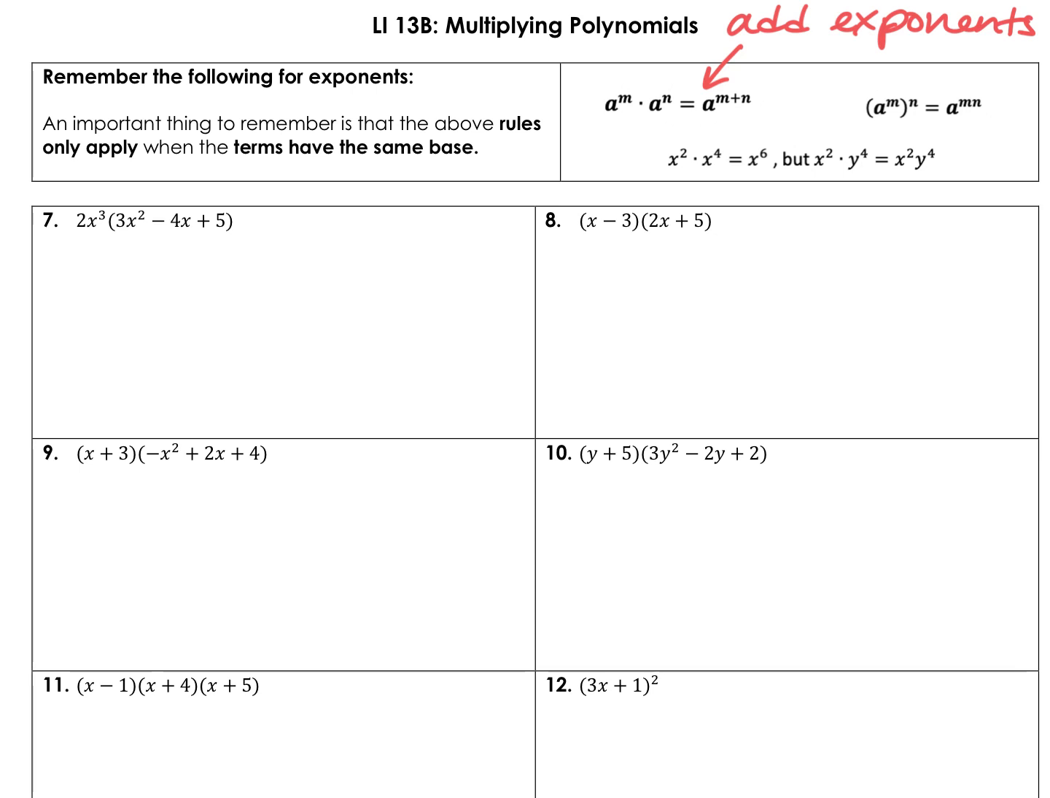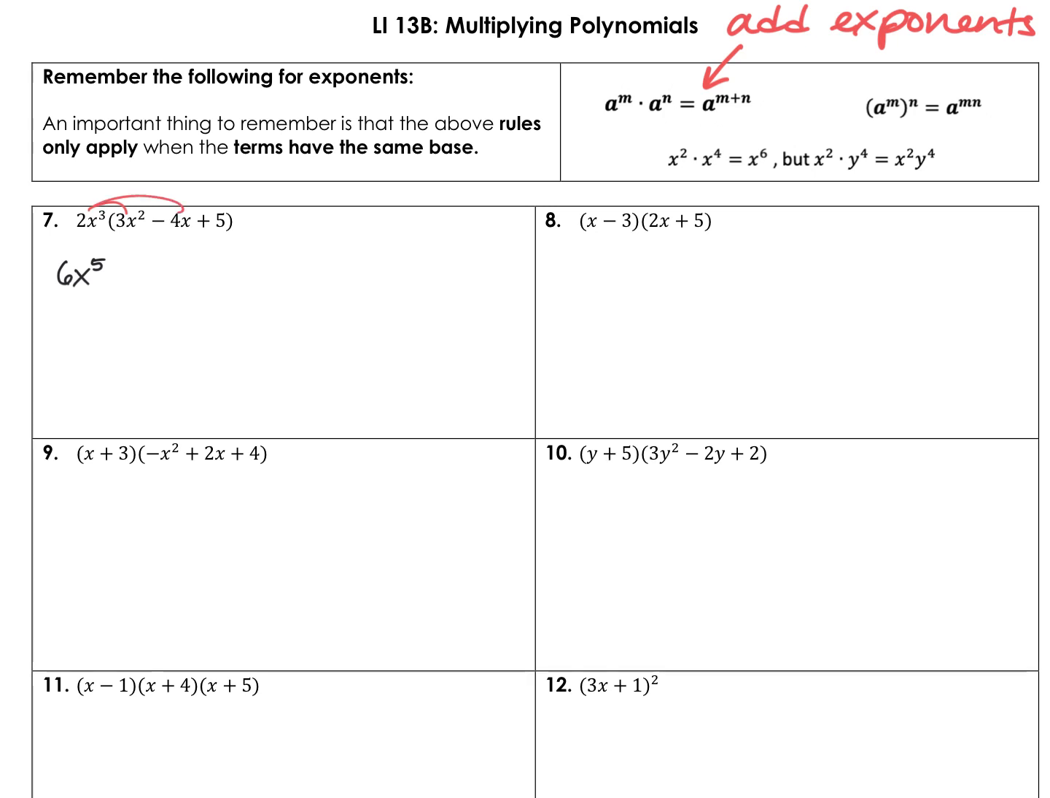So we're not doing all of these again. We'll do number 7 though. When I distribute here, I'm multiplying the coefficients, the 2 and the 3, so that would give me 6, but I add my exponents. So x to the 5th. Multiply the big numbers, the coefficients, add the exponents.